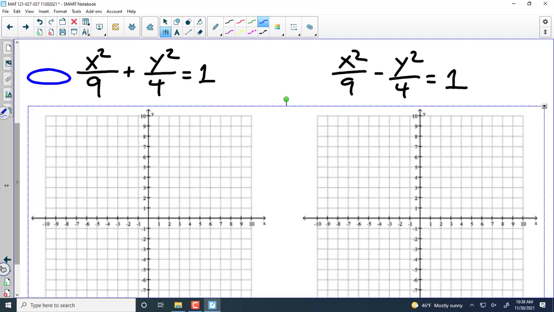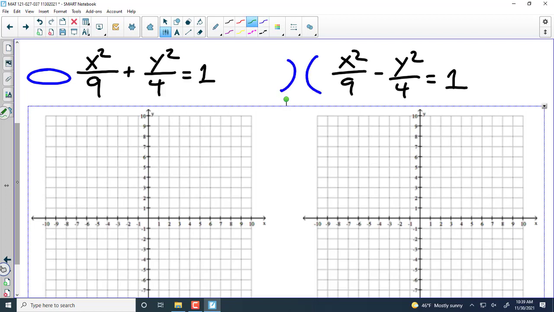And this one, it's not about where the bigger number is to know which way the hyperbola opens. It's about which term comes first, which term is the positive term. So because the x squared term comes first, it's the positive term. Does this one open left and right or up and down? Anyone remember? Left and right, okay.